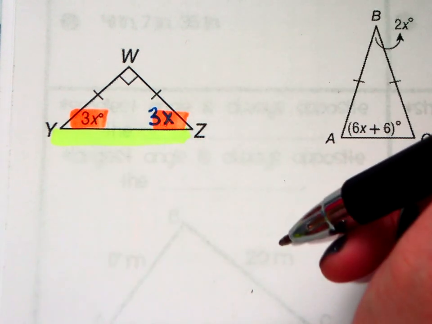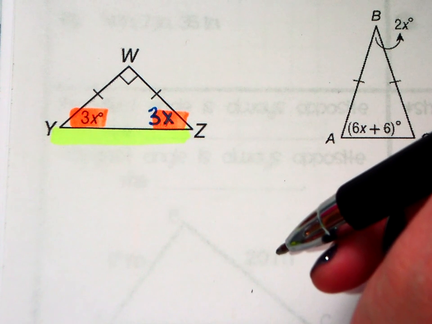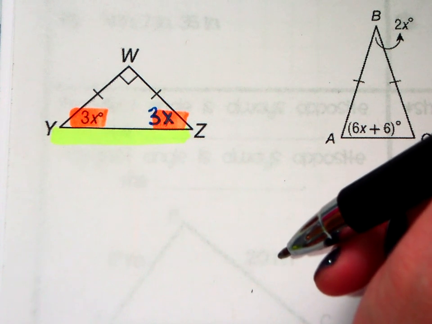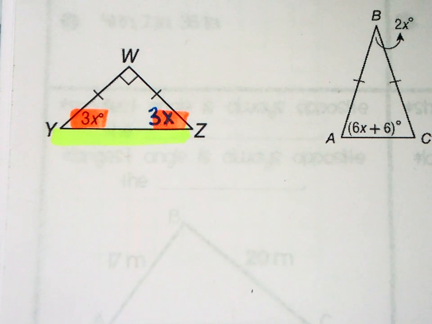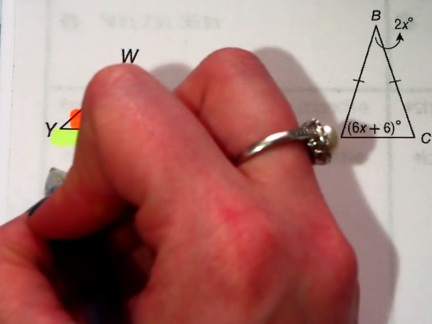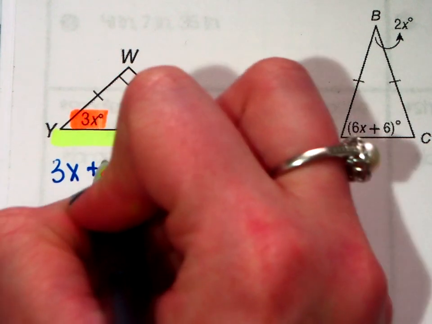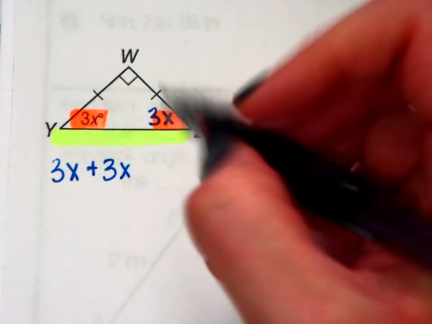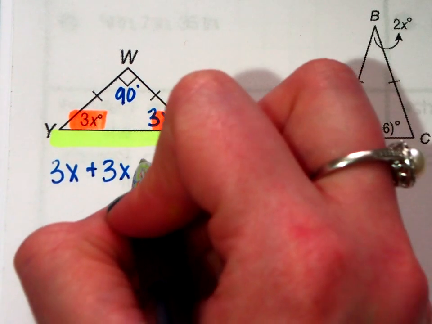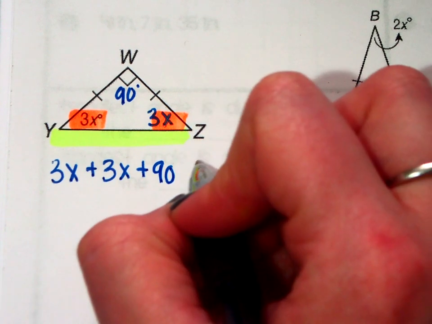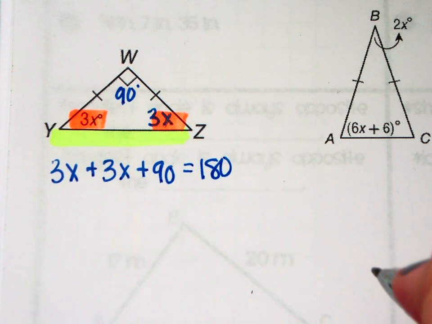Now we're going to take it back to page number 34 where we did the triangle angle sum theorem. These are angles in a triangle and we're trying to solve for the variable. So I'm going to just add them all together. 3x plus 3x, and we cannot forget that that box is 90. So 3x plus 90 equals 180.